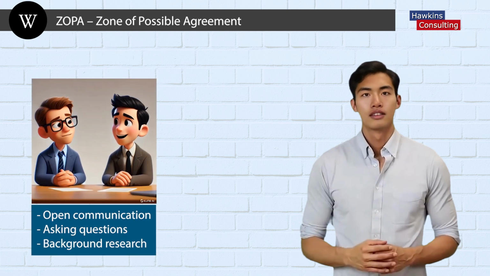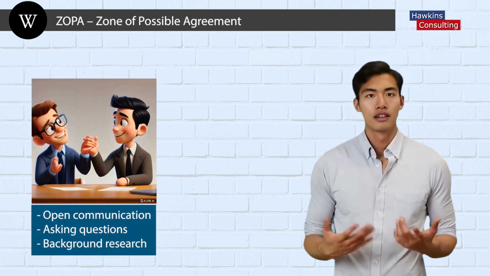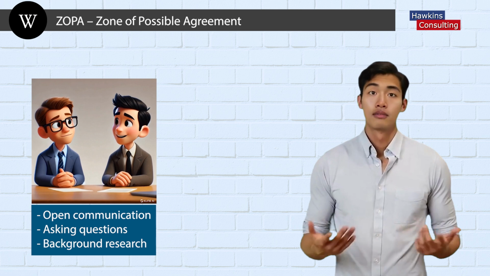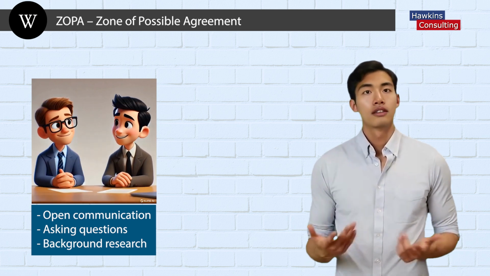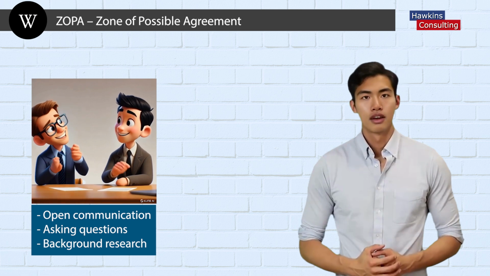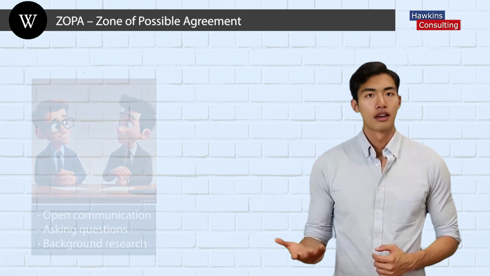Next, research and understand the needs and limits of the other party. This can be achieved through open communication, asking questions, and doing background research. The more you know about their constraints and goals, the better you can identify the ZOPA.